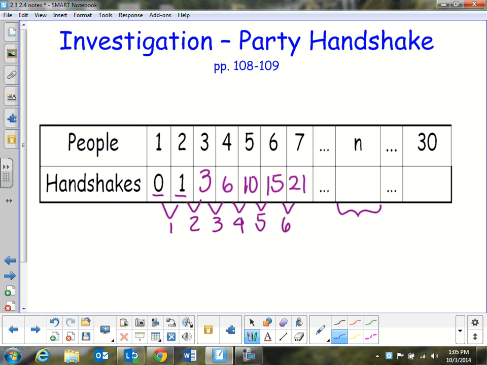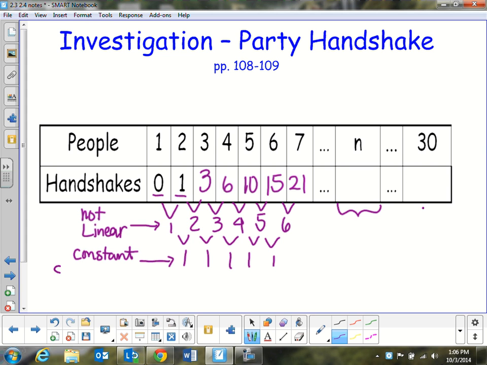So the question is, what's the rule here, or the nth term, to figure out how many handshakes would go on for any number, or in this case 30? Because I don't know what 30 is, and I don't really want to work it all the way to 30. So the next thing you can do is figure out the second differences. At this point, you should know, based on your Algebra 1 skills, that this is not linear. However, on the second set of differences, it is constant. So when it comes out constant the second time, that means we're dealing with a quadratic function.